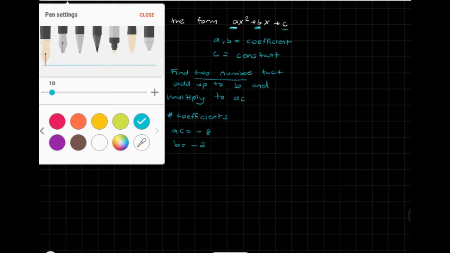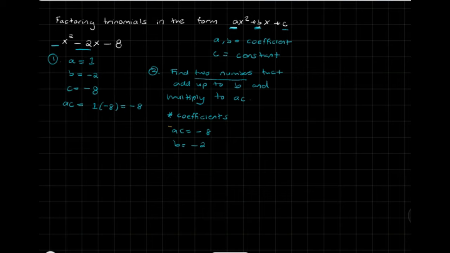The easiest way to do this is, let's think about numbers that multiply to negative 8. So two numbers that multiply to negative 8, we could try negative 8 and positive 1. However, this doesn't add up to negative 2. So it's like a trial and error basis. It's kind of like guess and check.